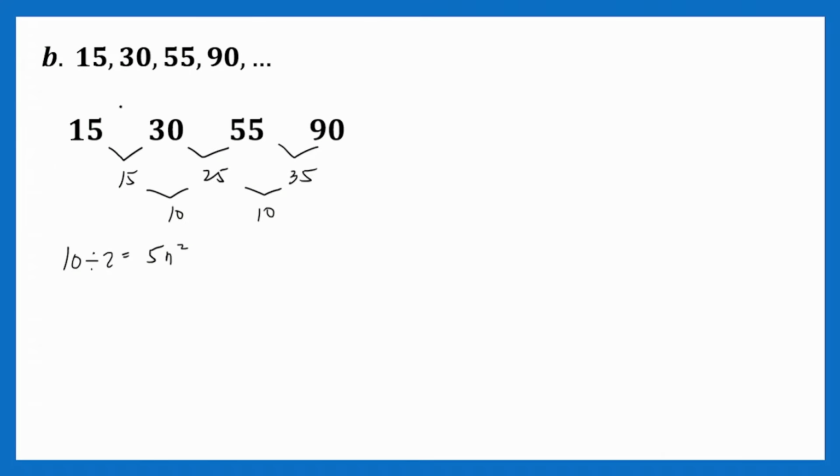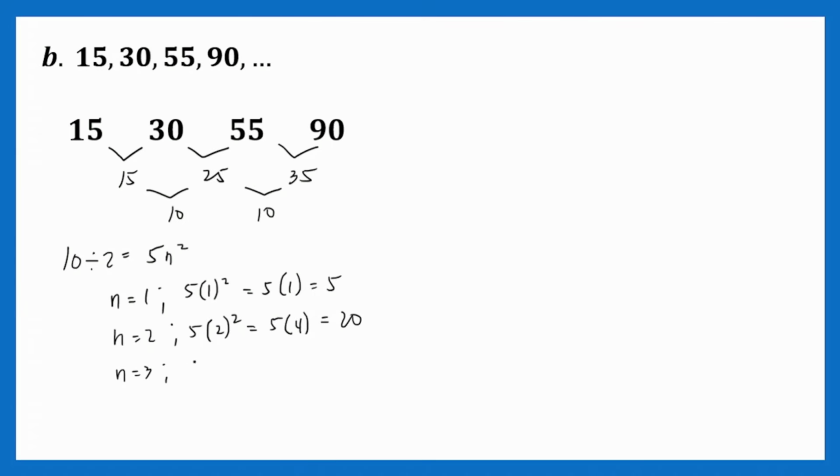Then check natin. Sige nga. Check natin yung n sub 1. Ay, n is equal to 1. So, 5 times 1 squared. That is 5 times 1, 5. N is equal to 2. 5 times 2 squared is equal to 5 times 4. That would become 20. N is equal to 3. 5 times 3 squared is equal to 5 times 9. 3 times 3 is 9, so 45. N is equal to 4. 5 times 4 squared. 5 times 16. That's 4 times 4. 80.